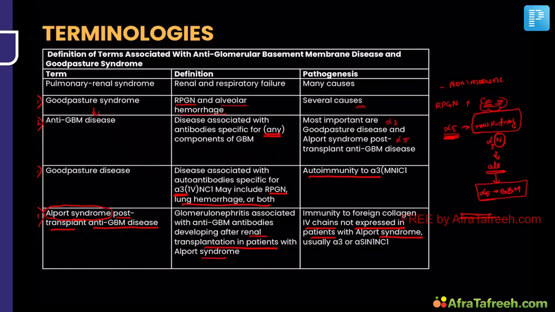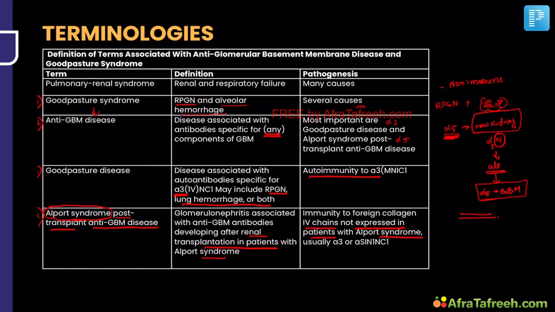Now, third step is we are coming to Anti GBM disease. That is, there can be antibodies against the alpha 3 of the GBM or against alpha 5. Now, we are coming to the subsections of Anti GBM. That is, first is Goodpasture disease. That is, if there are antibodies against the alpha 3. Okay, that we'll learn it in detail now.